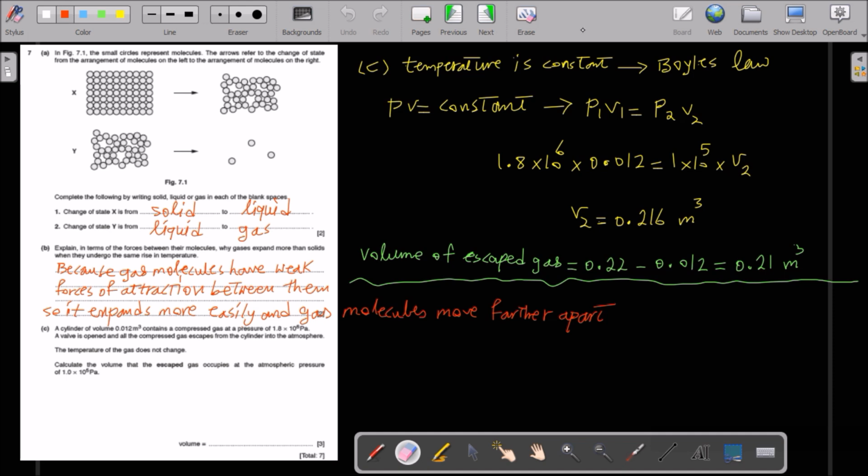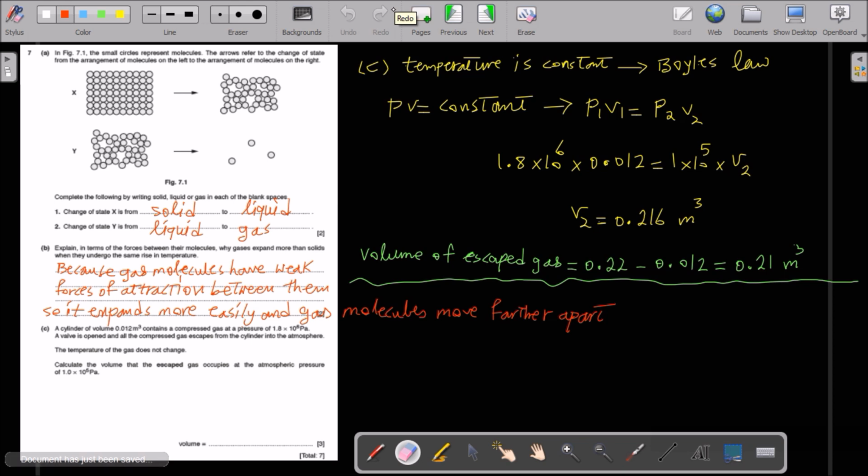Change of state X is from solid to liquid. So X is solid, and the right part of the figure is liquid. For the next part, part 2, change of state Y is from liquid to gas.